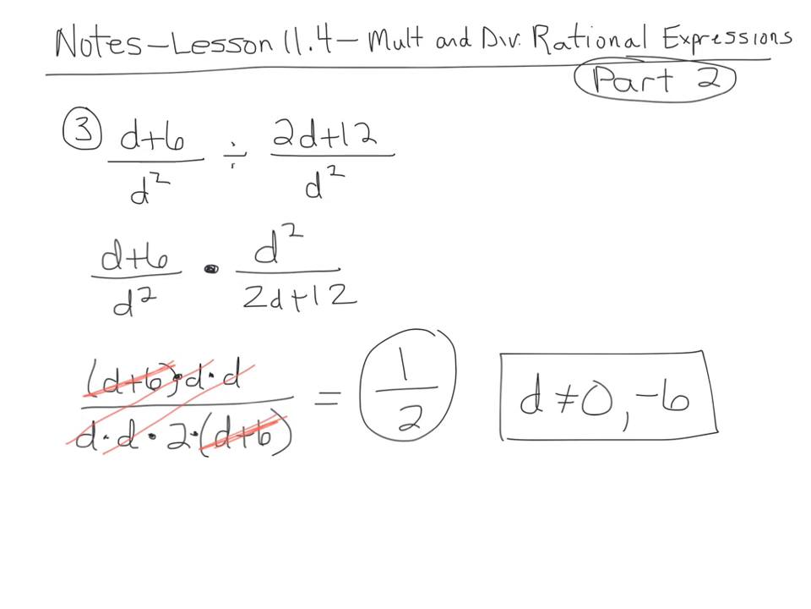All right, we'll try one more. Last one. All right, so here it is, example number 4. Let's say you have a squared minus 16 over a plus 3 divided by a squared plus 7a plus 12. Okay, here we go. Division. Division changes to multiplication, and you flip the second fraction.